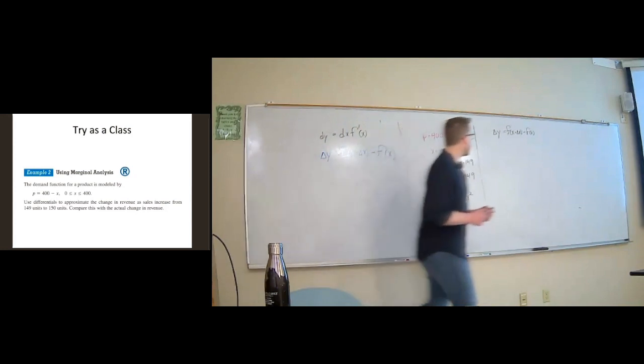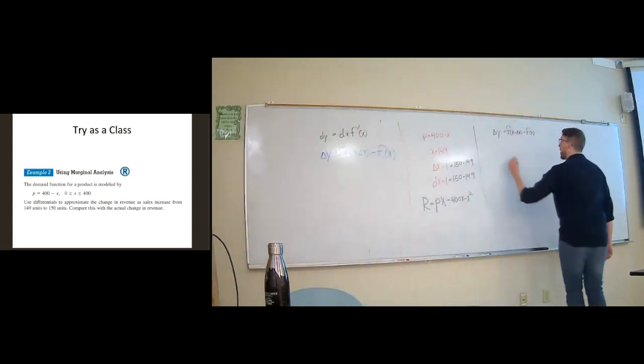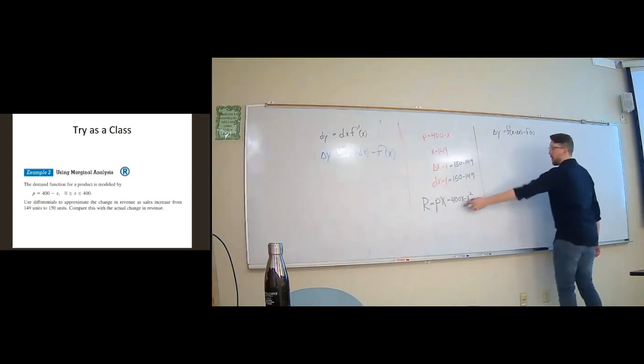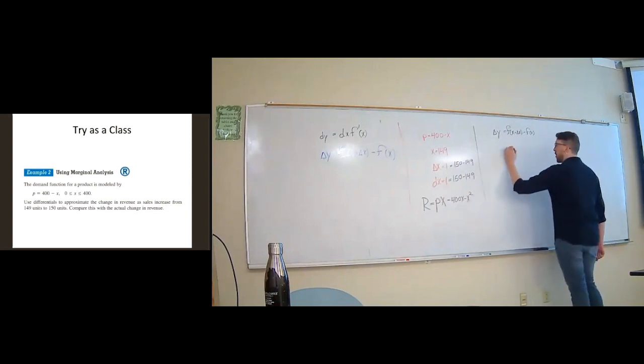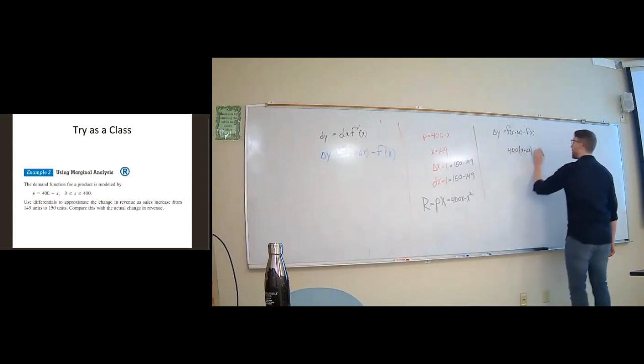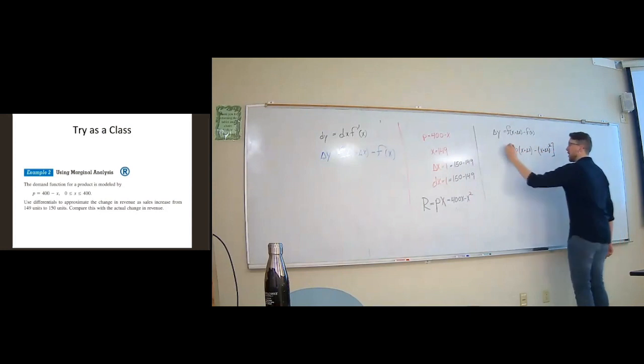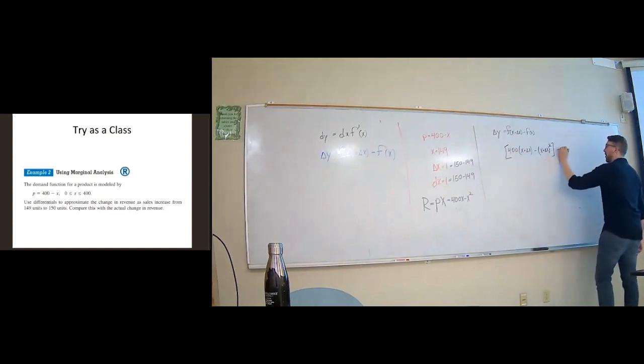All right, now getting to this. We have f of x here is going to be our revenue function. So we're going to have 400 times x plus delta x minus x plus delta x, that quantity squared, minus 400 times the quantity x minus x squared.